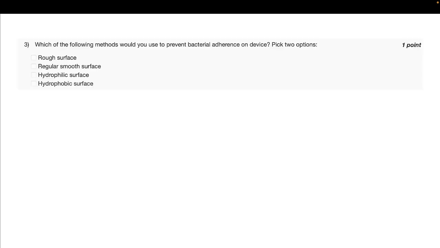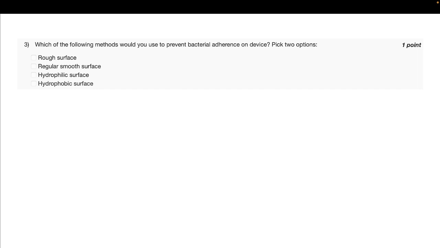So the next question is, which of the following methods would you use to prevent bacterial adherence on a device? Pick two options: rough surface, regular smooth surface, hydrophilic surface, or hydrophobic surface. You can think over it and then let me know the answer if anybody has a response. The last one, hydrophobic surface. Okay, that is one option. You have to pick two options.